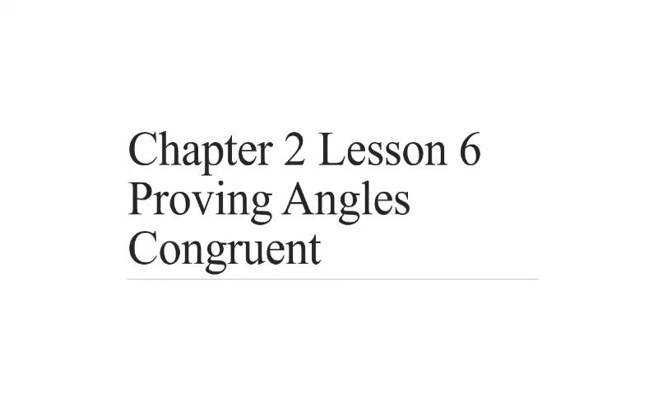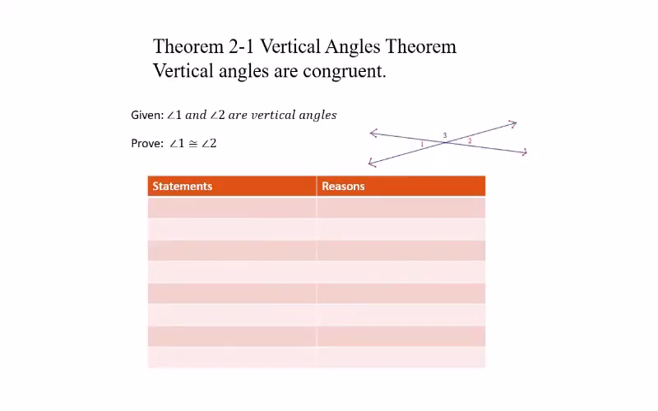All right, everybody. We are in section 2.6 in the book, and we're going to work on proving angles congruent. So we're going to start out with proving some theorems. Once we prove these theorems, we'll be able to use them, and it'll also help us to familiarize ourselves with the two-column proof process as well.